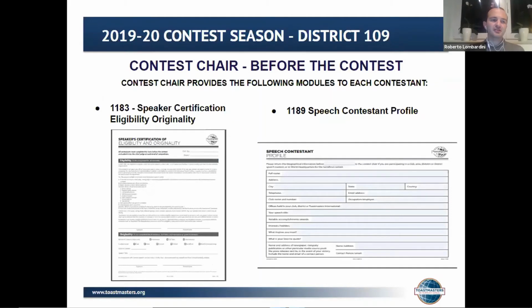So, contest chair. Let's see very quickly some things about the contest chair. Before the contest, the contest chair should provide two certificates to the speakers. One is that the speakers should be eligible, and they should provide an original speech, and the profile that is for the interviews. So only speakers that sign at least the first certification can compete, and this is the contest chair's task to be done.